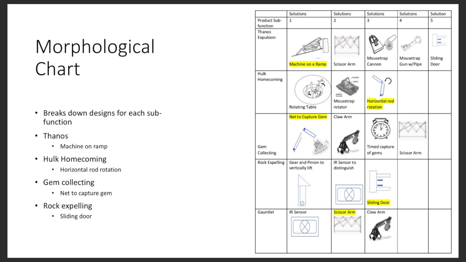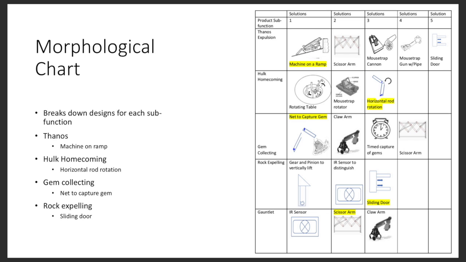The morph chart breaks down the individual subassembly tasks and maps out the multiple solutions to each assembly. The highlighted designs on the chart represent the assembly designs our team believes will have the most success. For the Thanos expulsion, the ramp design proved to have a lot of success in the mini competition, but recreating that in the final model will be a new challenge.